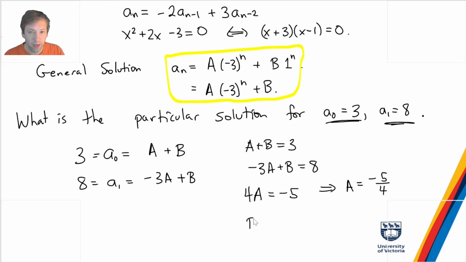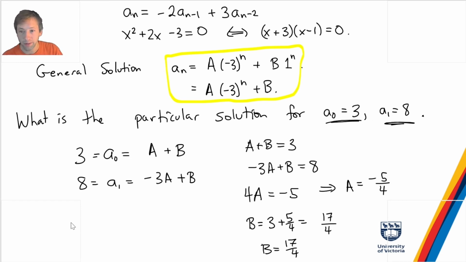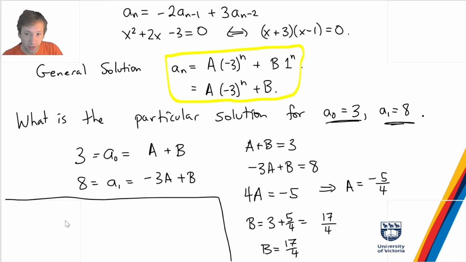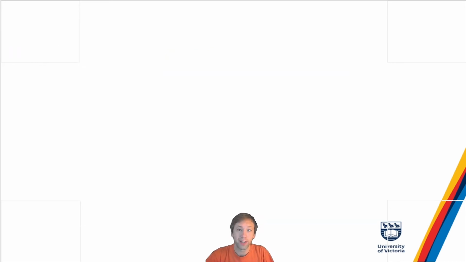And so B is 3 minus negative 5 over 4, so plus 5 over 4 from the first equation, which is 12 plus 5 is 17 over 4. So B is 17 over 4. Okay, so your final answer then, if you're asked to find the specific or particular solution, is a_n is negative 5 over 4 times negative 3 to the n, plus 17 over 4.